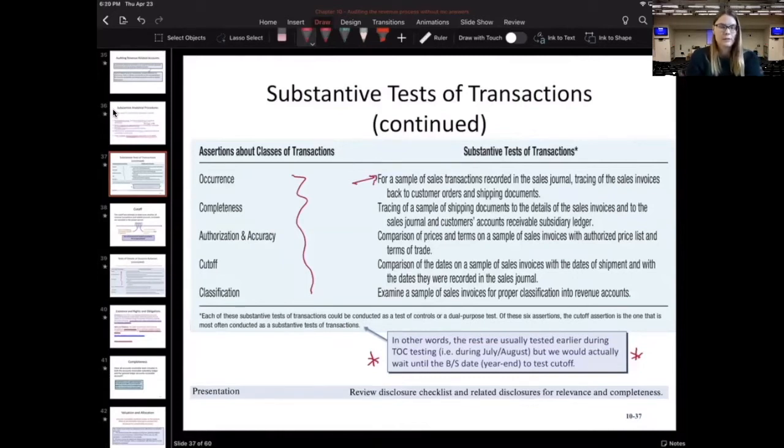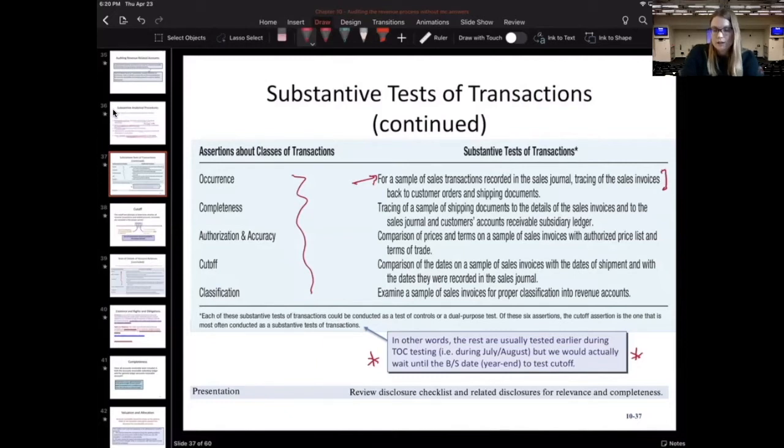So the test, for example, for occurrence says you would test it by pulling a sample of sales transactions recorded in the sales journal, and then you trace those items back to customer orders and shipping documents. Well, that sounds like a lot of test of controls too. Like, we do that as a test of control to make sure there's a 3-way match, right? We talked about this as a 3-way match between invoice, customer order, shipping document to make sure everything is in order.